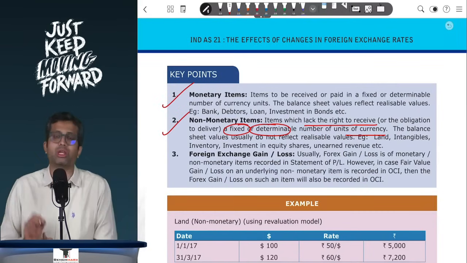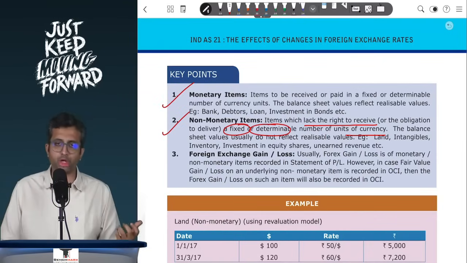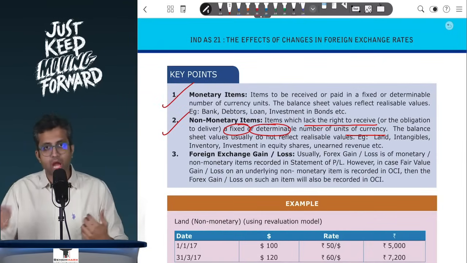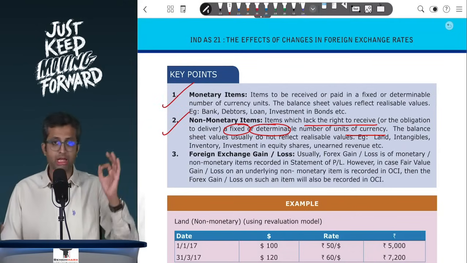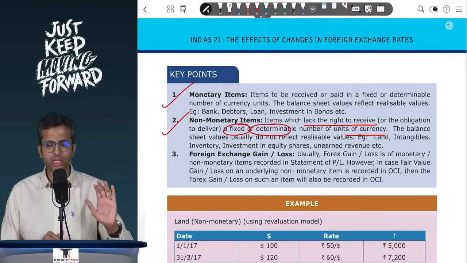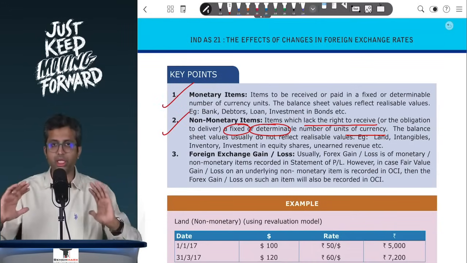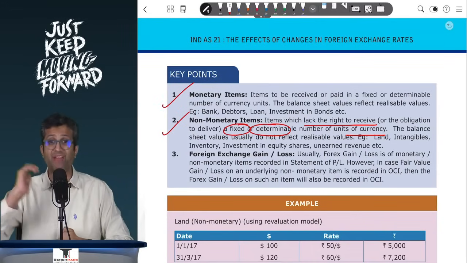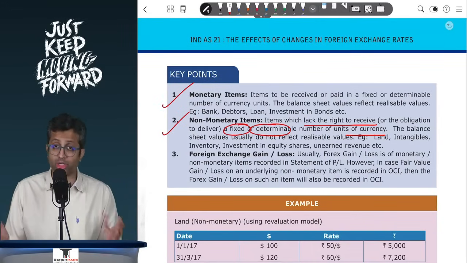On the other hand, inventory may be a current asset. However, I might have $100 of inventory and I'm not very sure how much I am going to receive. My NRV may be more. I've not really sold the inventory, and hence inventory is a non-monetary item. Similarly, with unearned revenue, I might have received the money, however I'm yet to give the service. What I have to give is the service, not the money, and hence it is a non-monetary item.